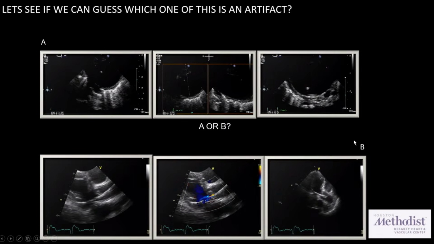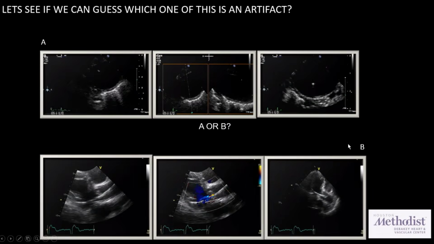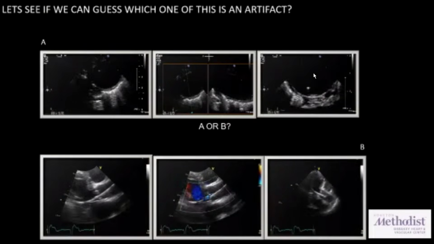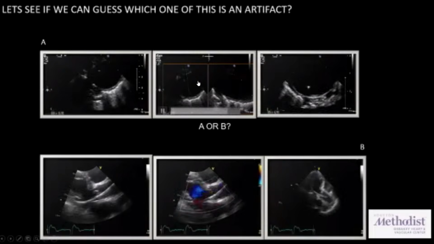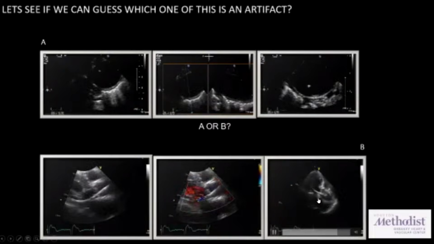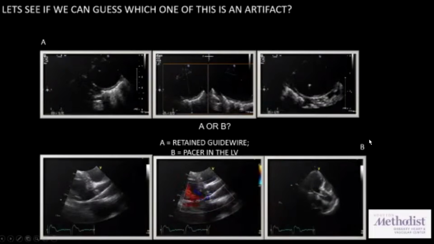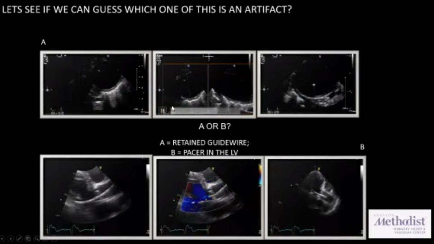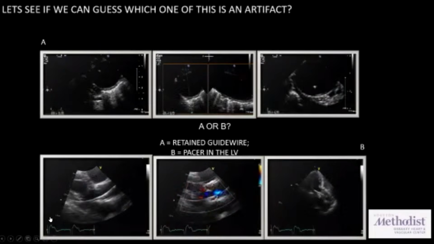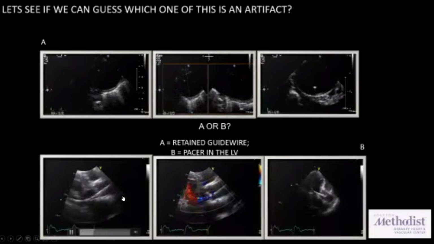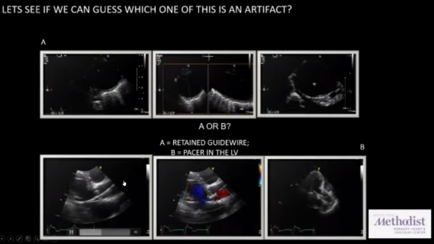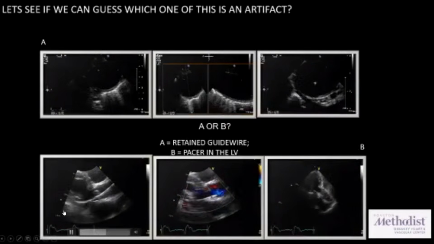And let's see if we can guess this example. Which one do you think is an artifact? I'll give you some time to look at the images. Well, none of these. Case A is actually a case of a retained guide wire in the descending aorta, versus case B is in fact an unfortunate scenario when the pacer was placed in the LV by mistake, secondary to access issues, and you can clearly see the pacer wire coursing through the aorta into the LV.